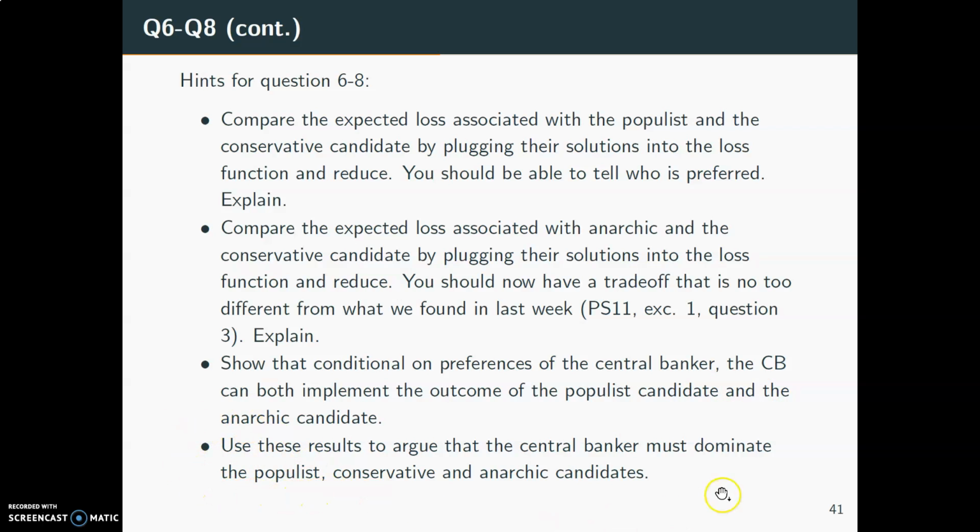Then finally, use these three results here to argue that the central banker must dominate the populist, the conservative, and the anarchic candidates. Okay. And this is basically just by logic. You just use the three results that you have here, and from these results you should be able to see why the central banker must dominate these three other candidates.